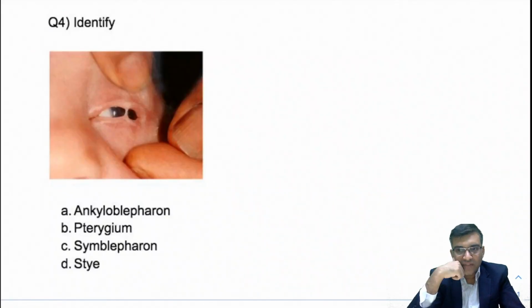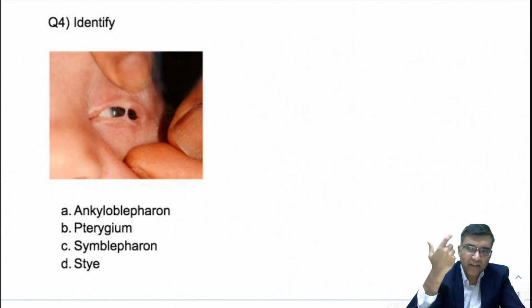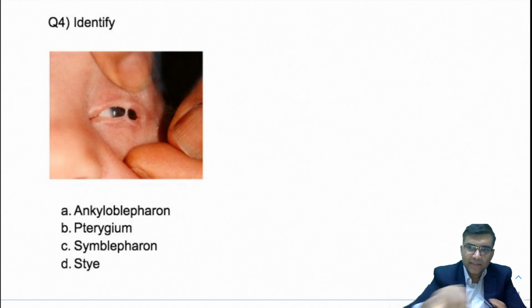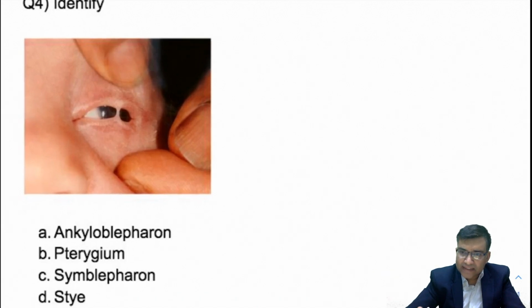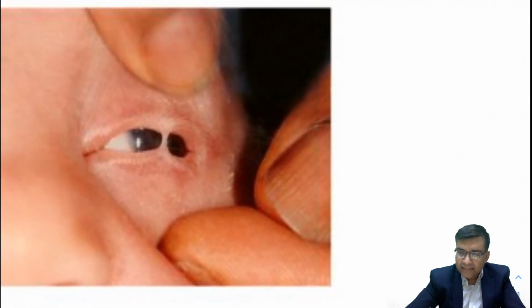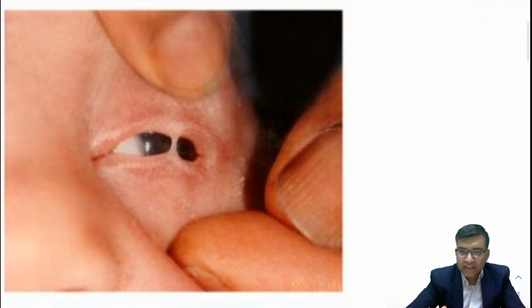Next question was where they have given a picture of the eyelid of a patient and they have asked what is the diagnosis here. So first of all, let's see this more clearly. Here you can see that there is the attachment or addition between the mucous surface of the upper and the lower lid. Can you see it here where we have basically marked the arrow? So this is the ankyloblepharon.